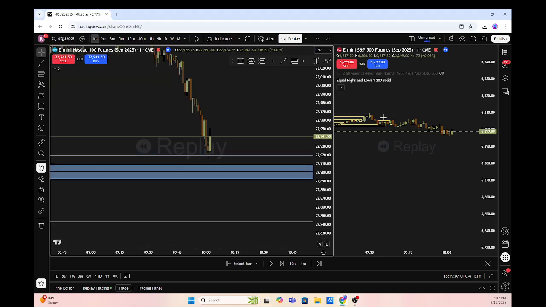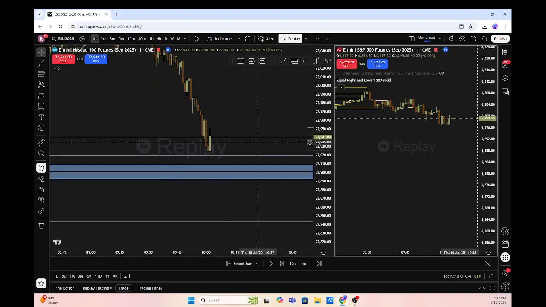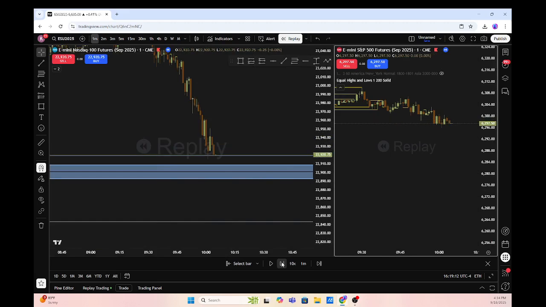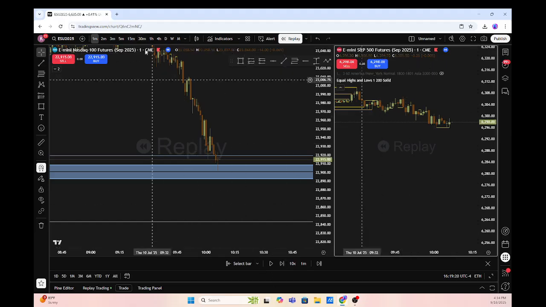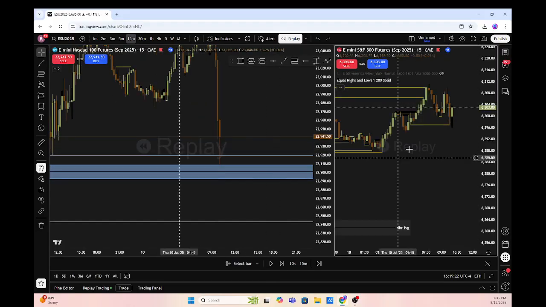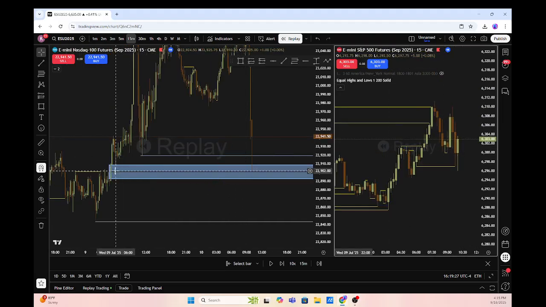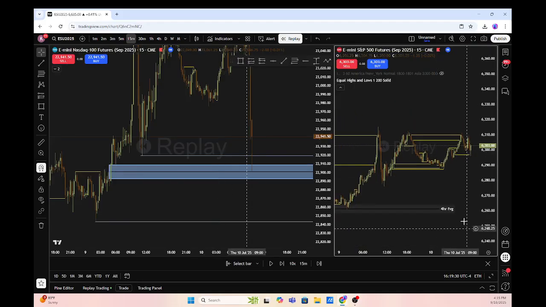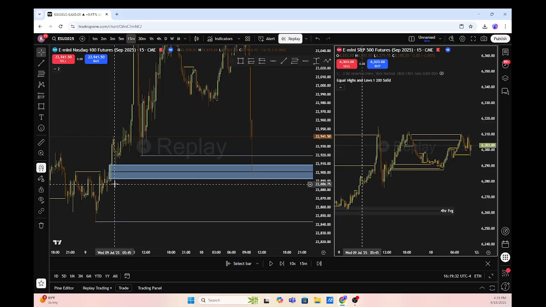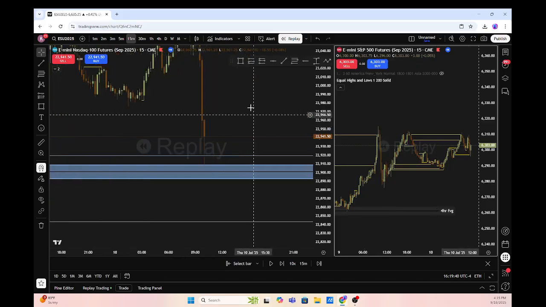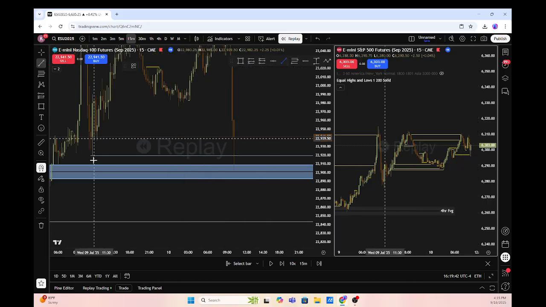So we swept liquidity. We wait for us to tag into this gap. You always want to wait for a fair value gap tag. So now we want to start to look for SMT. So let's see. I think we have big SMT right now. Yeah, so we have really big SMT. We have SMT right here.